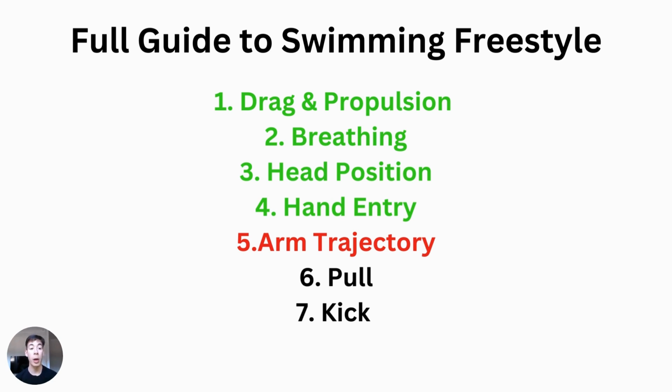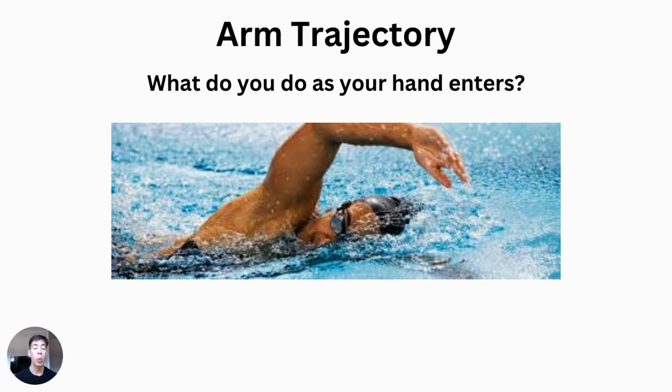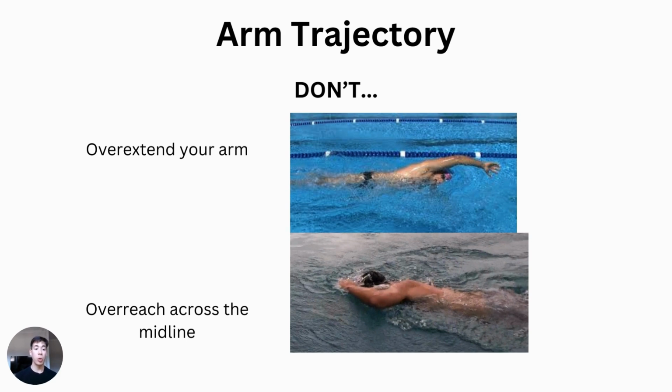So up next, we're going to talk about our arm trajectory. What do you do as your hand enters the water? What you should not do is overextend your arms. This happens when people try to really reach forwards, extend the stroke as much as they can. Well, good intentions, not good results. What this is going to cause, once again, is your elbow to land in the water first. And when you finally start your pull, you'll find that your elbow is going to get really low, and we really don't want that. It's going to create so much more drag, and your pull is going to be 10 times weaker.